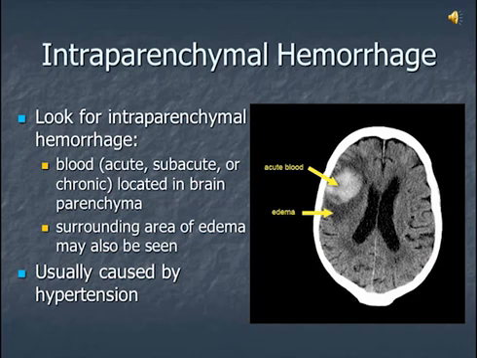Finally, look for evidence of intraparenchymal hemorrhage. These are usually caused by hypertension and appear as blood within the parenchyma itself, often surrounded by dark edema.